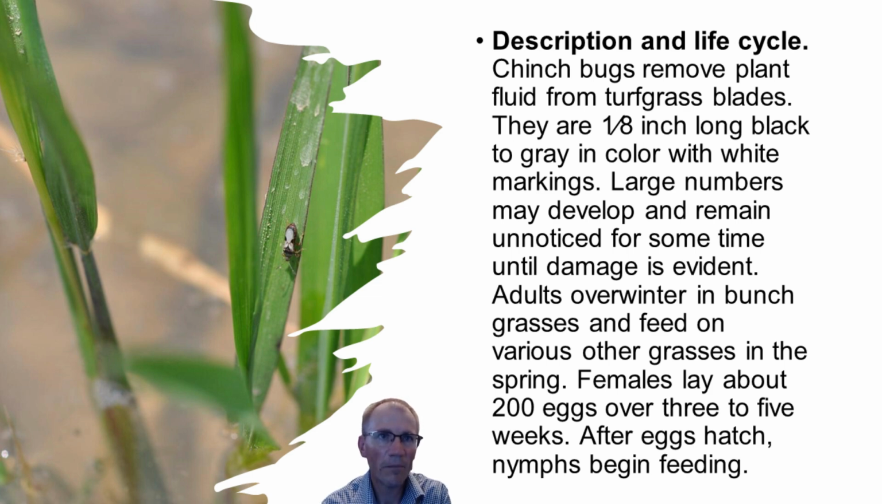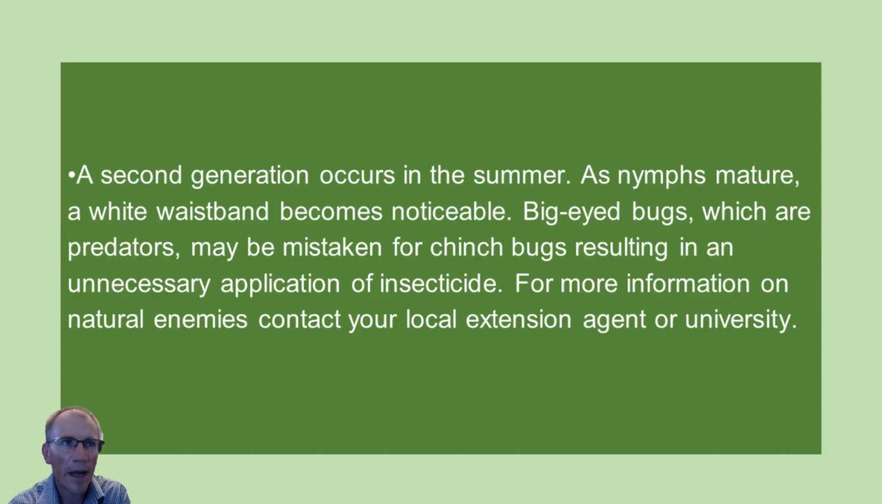Adults overwinter in bunch grasses and feed on various other grasses in the spring. Females lay about 200 eggs over 3 to 5 weeks. After eggs hatch, nymphs begin feeding. A second generation occurs in the summer. As nymphs mature, a white waistband becomes noticeable. Big-eyed bugs, which are predators, may be mistaken for chinch bugs, resulting in an unnecessary application of insecticide. For more information on natural enemies, contact your local extension agent or university.